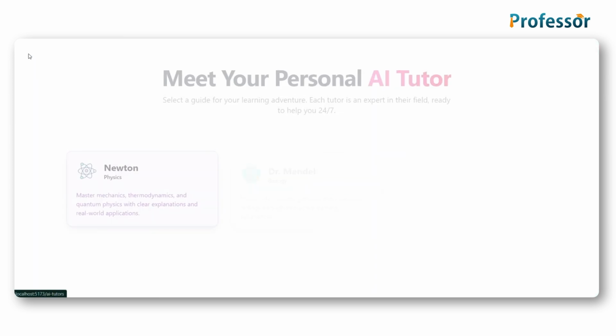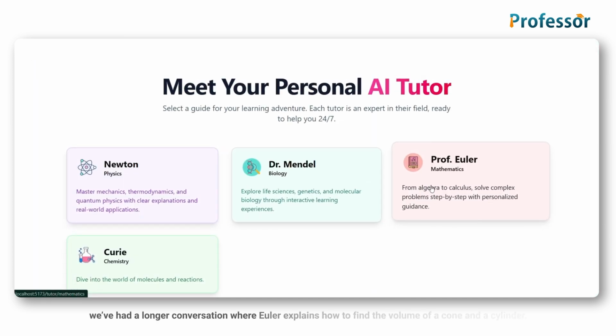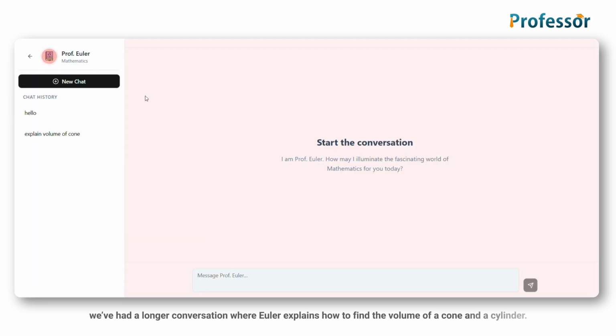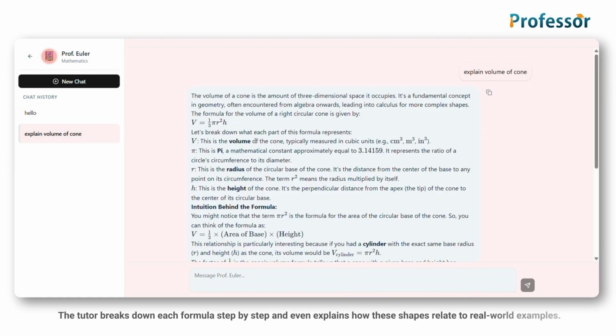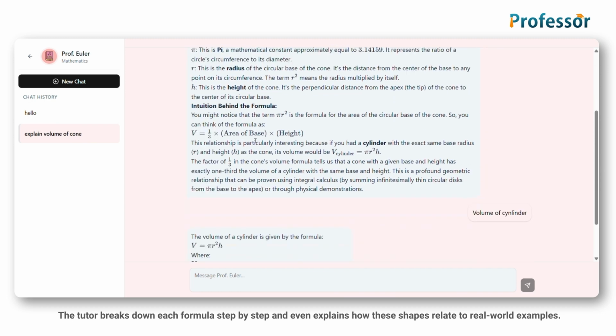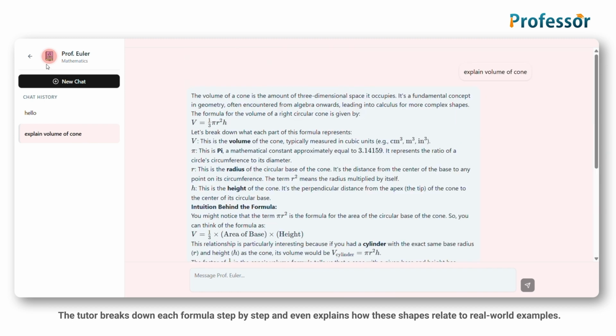Next, with Euler, the maths tutor, we've had a longer conversation where Euler explains how to find the volume of a cone and a cylinder. The tutor breaks down each formula step by step and even explains how these shapes relate to real-world examples.